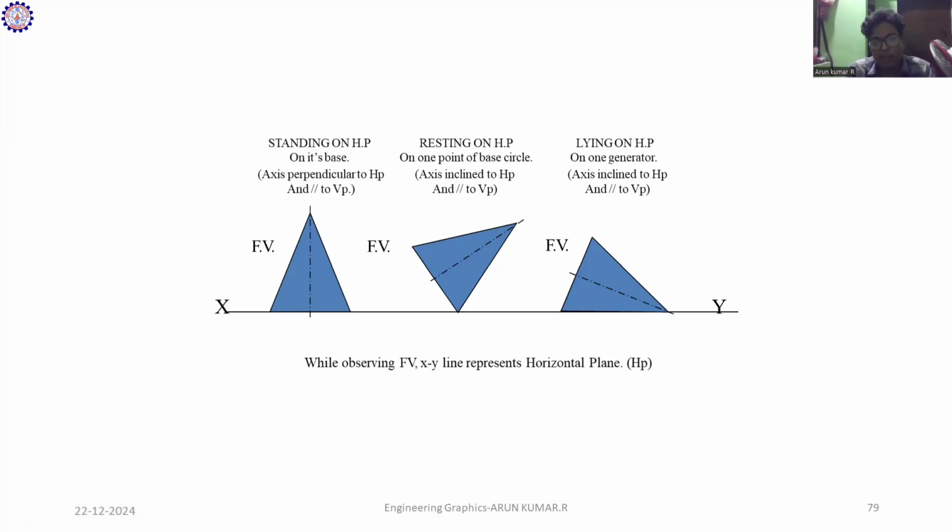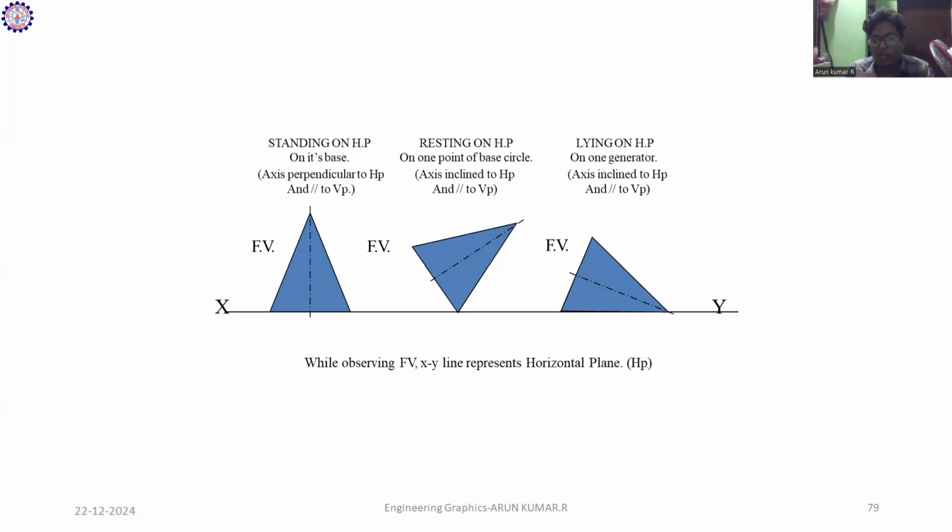The last case is called lying on HP. Lying on HP means we have to differentiate the slanting edge and the height of the pyramid. The slanting edge lies totally on HP, or a rectangular face lies on HP. That is called one of the generators. They mention it as generators. The generators lying on HP is what we discuss in the numerical problems, for easy understanding.